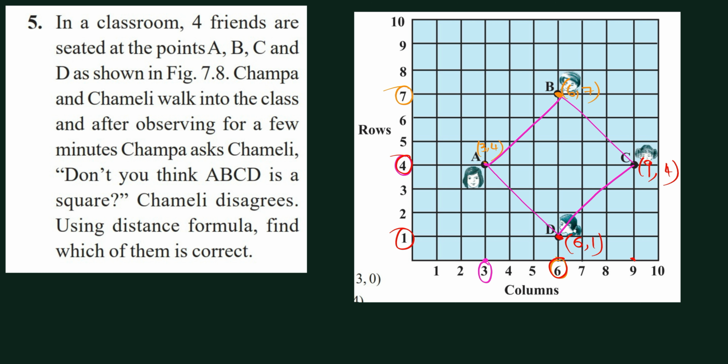To prove this, we need to find the sides AB, BC, CD, and DA, and also we need to prove the diagonals. In a square, diagonals are also equal. Okay, find the distance of AB, BC, CD, and DA, and also find the diagonals AC and BD values. If diagonals are equal and all sides are equal, then the given points form a square. Okay, do this.